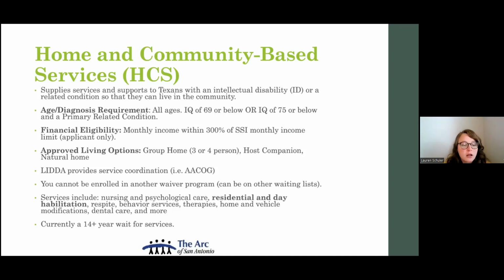That's something that not a lot of the other waivers cover. Respite, behavior services, therapies, different modifications, dental care, and a bunch more. Right? Those are just the big ones. Currently for HCS, a 14+ year wait. So you're going to see a common theme: the sooner the better in getting your individuals placed on these interest lists for these funding services later in their lives.